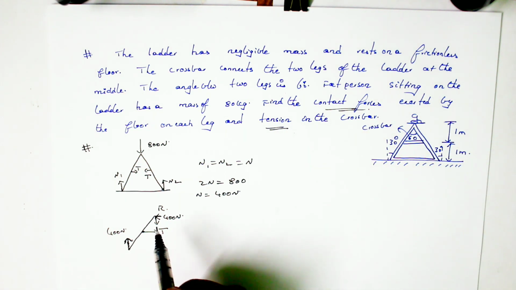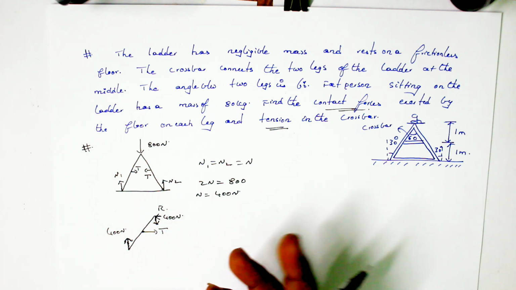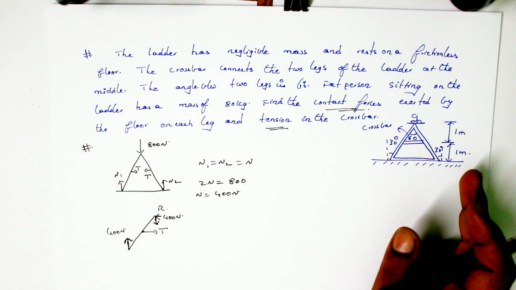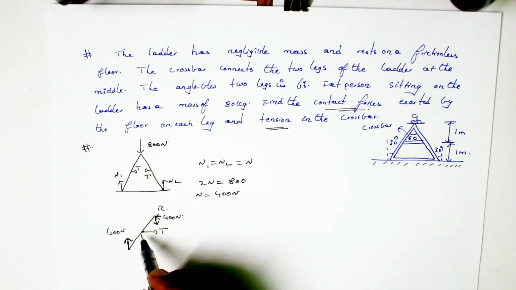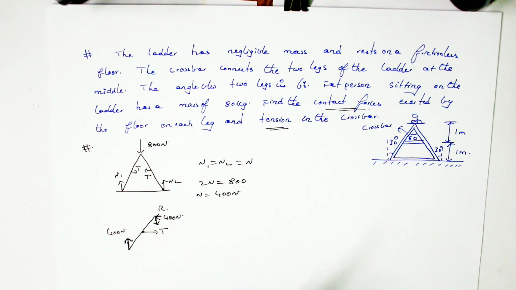Now there is one more thing we are supposed to find out, that is the tension in the crossbar. To calculate the tension in the crossbar, I take the sum of all torques at any point, since we know that this ladder is in rotational equilibrium also. So if I take the total torque acting at any point, the total torque should be equal to 0.